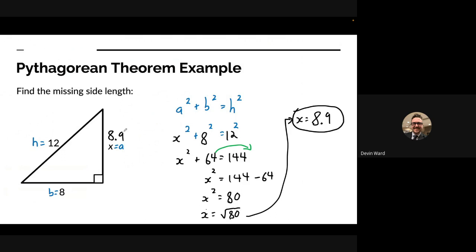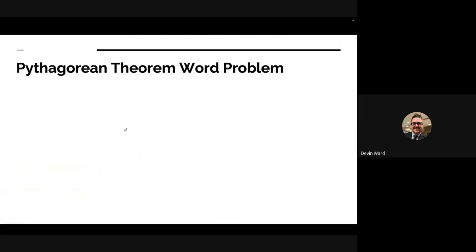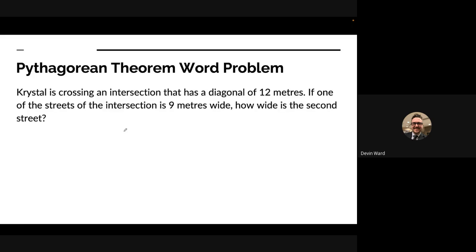Okay, so that's what we can figure out with triangles, but what happens if we get a word problem? Okay, so this will be our last question for today. Crystal is crossing an intersection that has a diagonal of 12 meters. If one of the streets in the intersection is 9 meters wide, how wide is the second street? So what we want to do is draw this out first.